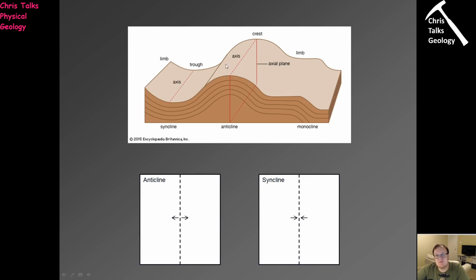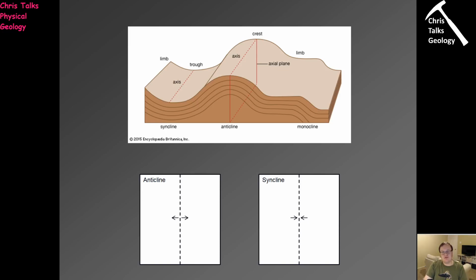The final thing we need to think about is how these folds are represented on maps. On a map, it's not uncommon to see a dashed line like this with arrows either coming away from the dashed line or towards the dashed line. When you have a dashed line with arrows coming away from it, that means what you're looking at is an anticline. When you have a dashed line with arrows moving towards it, that means it's a syncline. So anticline, syncline. Anticline is an arch, syncline is a trough.